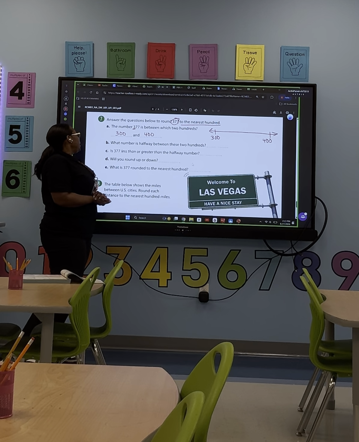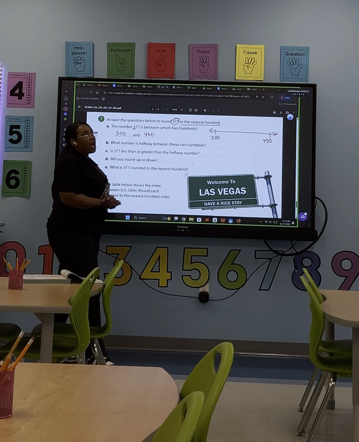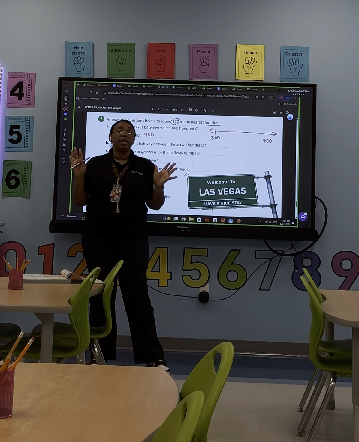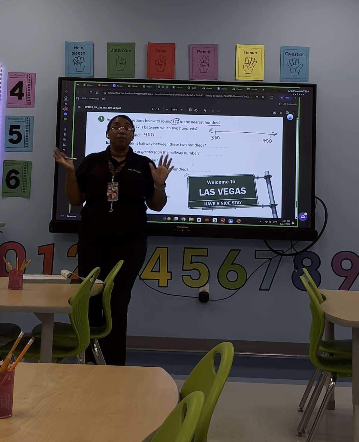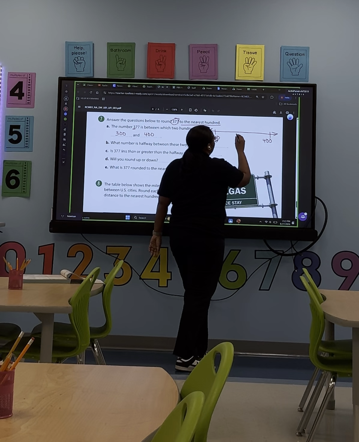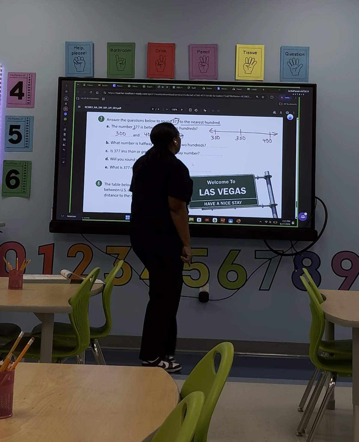All right, let's go to B. B says, what number is halfway between these two hundreds? Again, halfway numbers between two hundreds are always going to have 5 tens in them. So 5 tens is 50. Since it is 300, next would be 350. Halfway is 350.